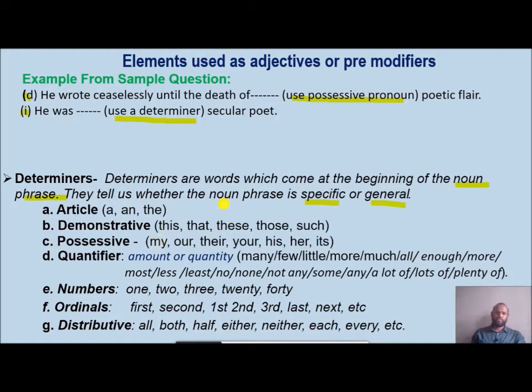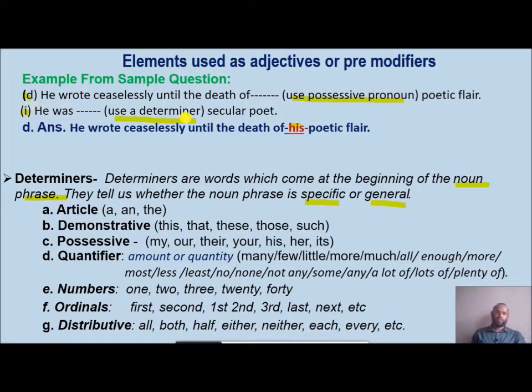So if the question is like this, use possessive pronoun, then you may use this example. Here he is the subjective pronoun and the possessive pronoun of he will be his. So the probable answer will be like this: he wrote ceaselessly until the death of his poetic flair. Here his is naturally a possessive pronoun.